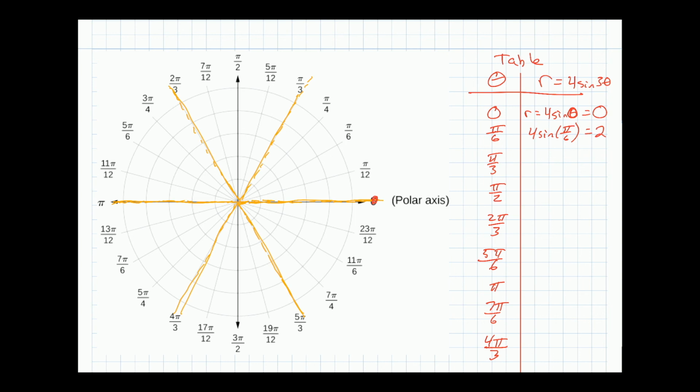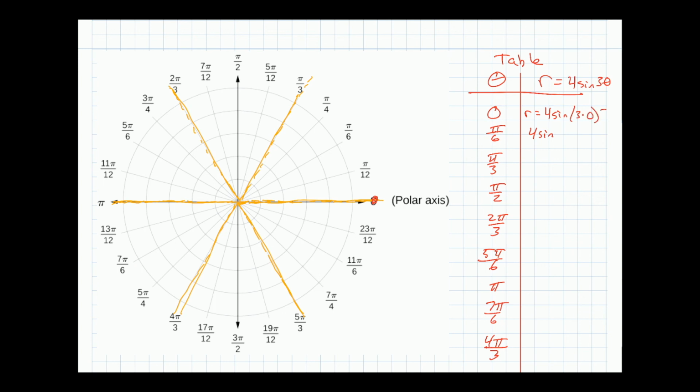And so the same kind of thing that happened to us. Wait, that's wrong. It's 3 theta. I put theta. So the first one was correct though.